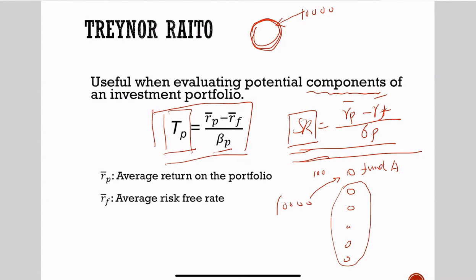So basically, to summarize, if you're looking at a single large portfolio, you're trying to evaluate it, and that's the only portfolio you want to invest in, then you should use Sharpe ratio. And if you're looking at a component or a potential component of a larger investment portfolio, then you should use the trade-off ratio.